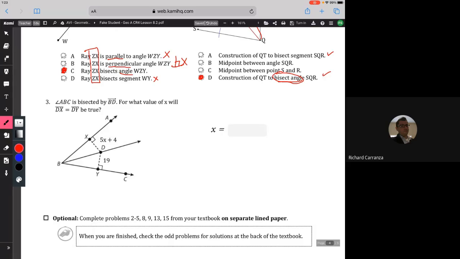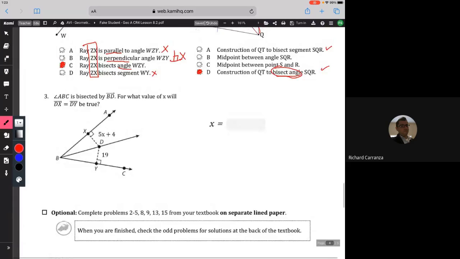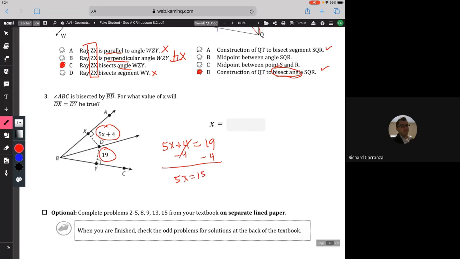Number 3. Hopefully you guys understand we're going to be using the theorem. The theorem states that those two are equal to each other. And then we just solve for x. So remember it says x is equal to 3, but that's what we want. It says x, so there's nothing more to do. X is equal to 3.